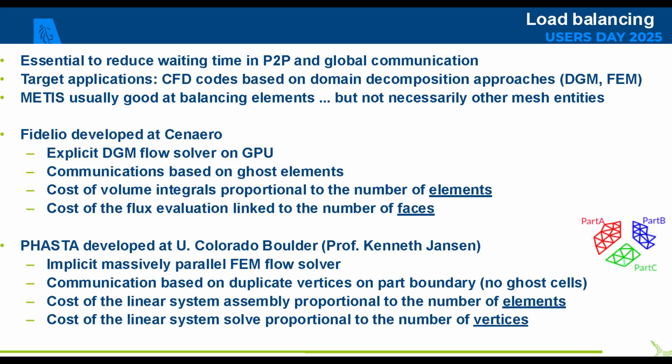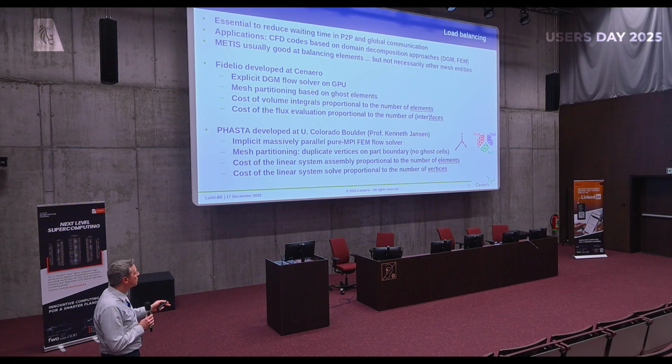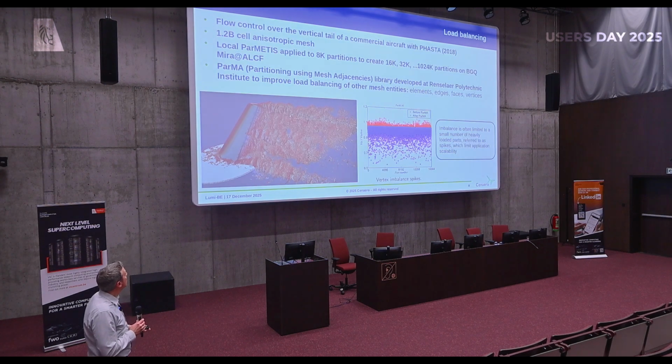So if you take a mesh and you partition it, basically you don't have ghost cells, but you have duplicate vertices on the part boundaries. So the cost of the linear system assembly is again going to be proportional to the number of elements. But the cost of the linear system solve is going to be proportional to the number of vertices, because here you have a linear system to solve, and we use GMRES in this case.